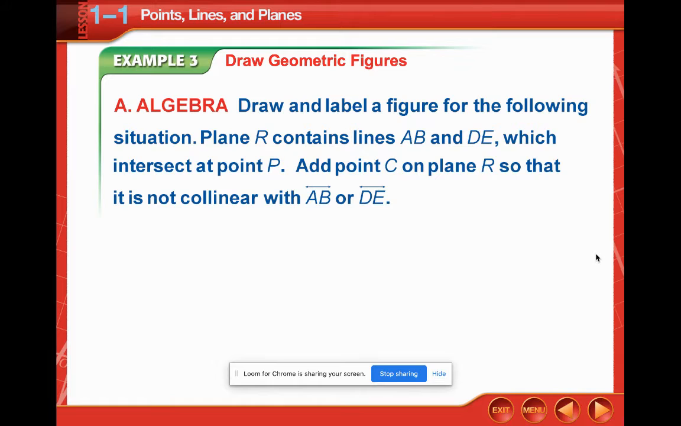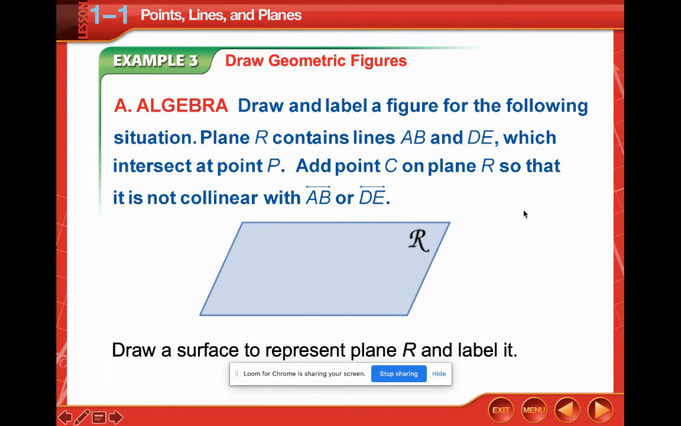So you want to draw and label a figure for the following situation. So plane R. Okay, so the first thing you want to do is probably draw a plane. Draw a surface, represent plane R, and label it. So normally to symbolize a plane, as you remember from yesterday, we draw a parallelogram, and we write a script letter. Since it's called plane R, we're going to write the script letter as R. And remember, when it's a plane, it's a capital letter. When it's a line, it's a lowercase. And it's going to contain lines AB and DE.